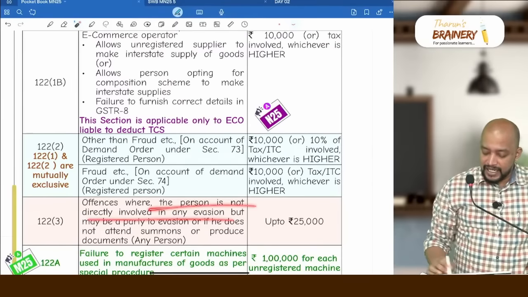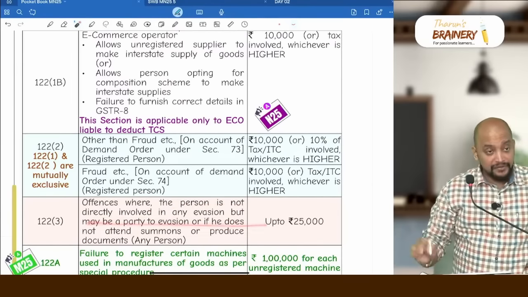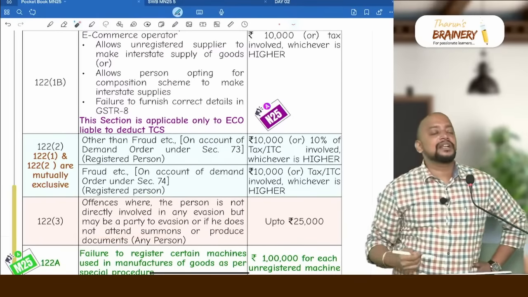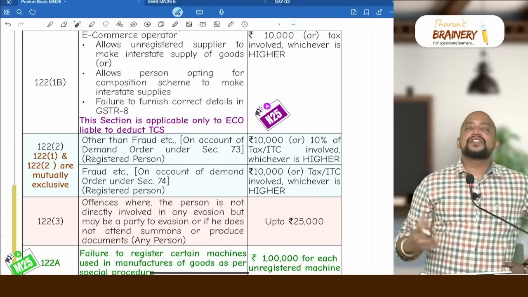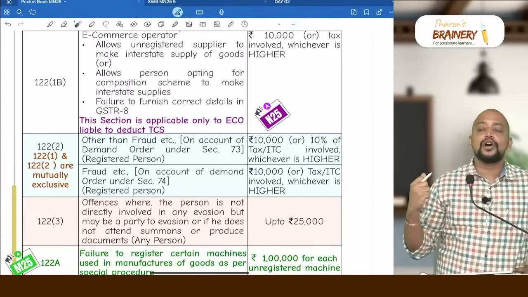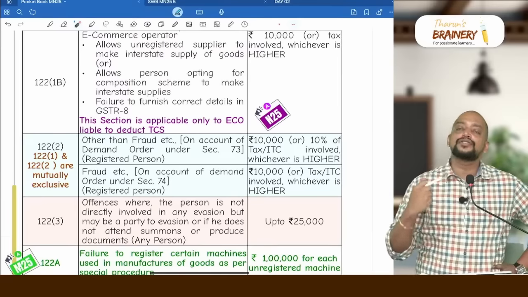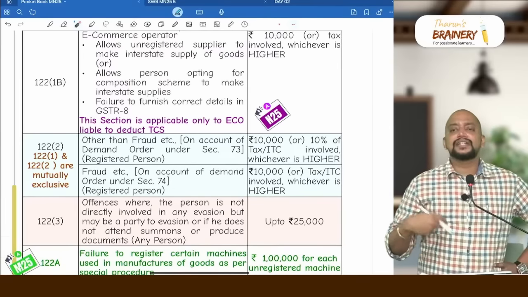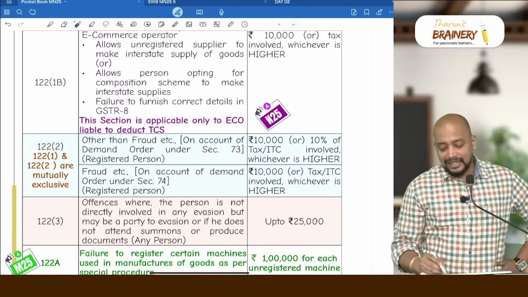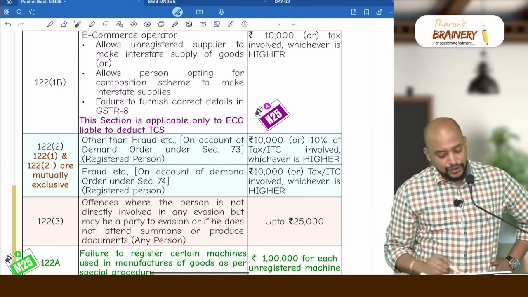Offences where the person is not directly involved in any evasion but may be party to evasion, or if he does not attend any summons. So summons were issued and he did not appear. Whenever a summons is issued by the officer, that person should appear before the officer, because all the officers under GST are quasi judicial bodies, and whenever they are asking, we need to go and appear before them. If you are not appearing, then there will be a penalty up to 25,000 rupees.